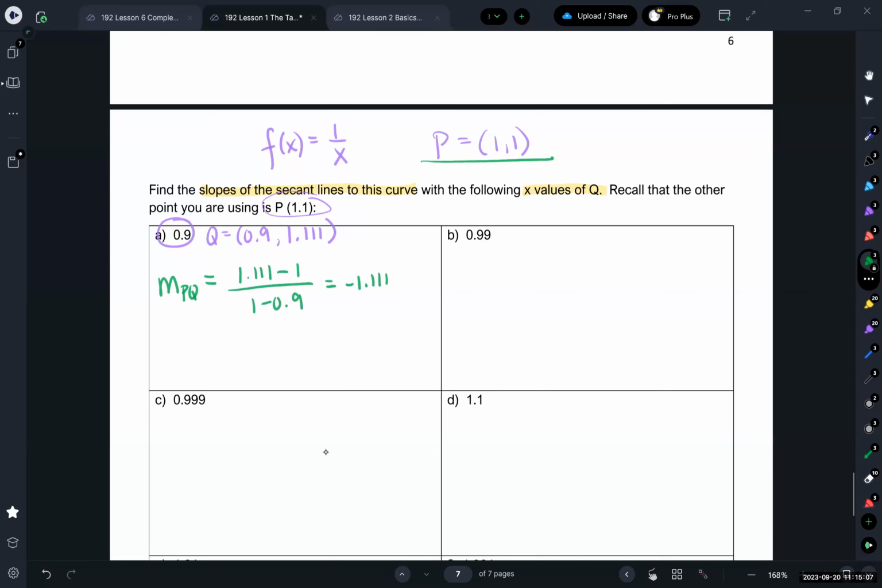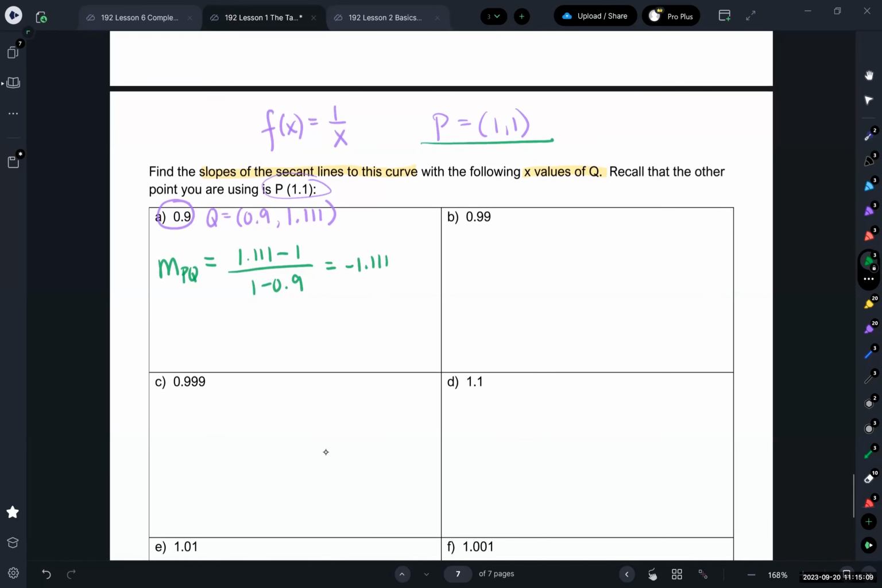Okay. So I have taken my first Q, which is slightly to the left of P on the graph because its x value is a little bit smaller, and I've calculated the slope of that secant line. So let me set up the next one.